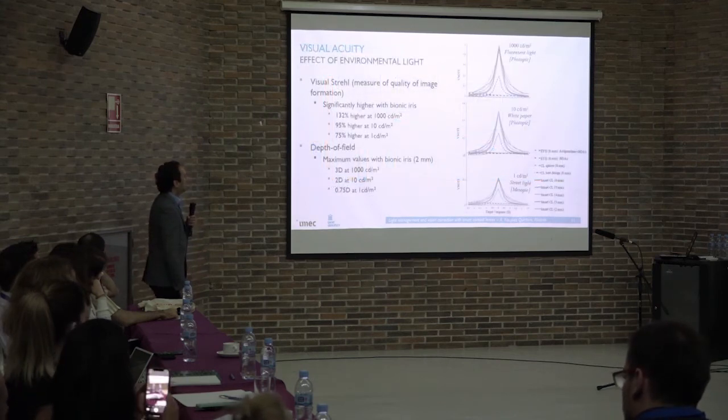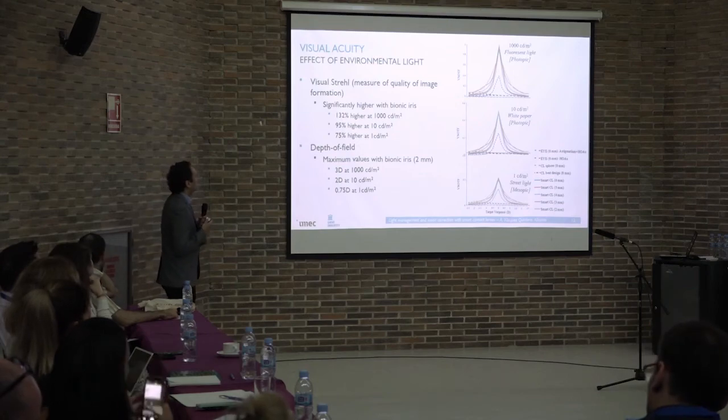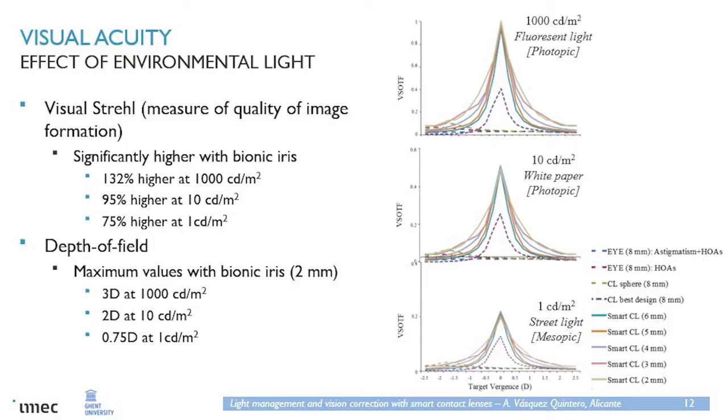Then finally, what about the depth of field? So then we continue our simulations, and actually we try it at different amounts of light. So 1,000 candela per square meter, 10 and 1. So this is bright, medium, and then this is just dark. And then we saw something very interesting as well. When we don't have any contact lens, we measure two things: the visual strength, which is a quantity to represent how good or bad is the quality of an image perceived by the patient, and also the depth of field, in order to compare these different situations.